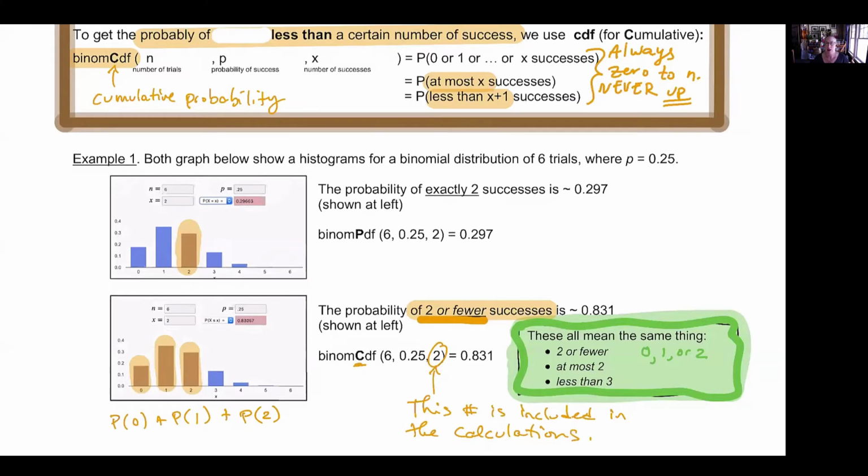Okay, so the one thing you're going to have to be conscious of and ask yourself every single time is, is the number that I'm asked to find the probability of included in this or not? And remember, it's discrete. So if it's not 3, the next one down is 2.